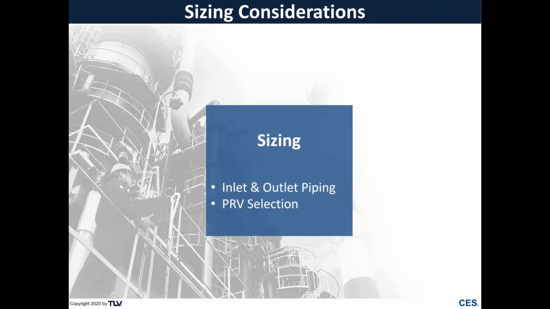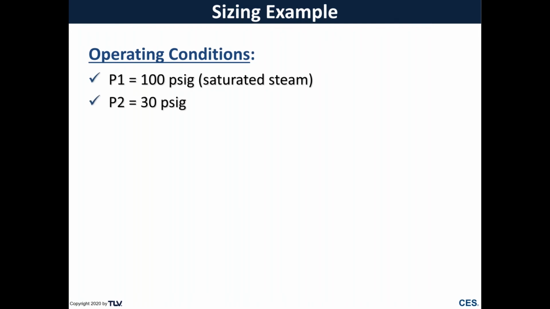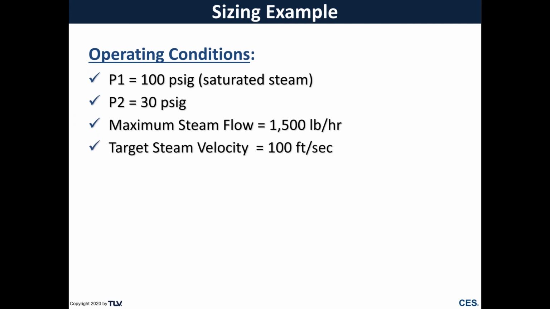When it comes to sizing a pressure reducing valve, we not only have to determine the proper valve size, but the primary and secondary pressure piping of the valve as well. So let's start with a set of given operating conditions, which are primary pressure of 100 psi saturated steam, a desired secondary pressure of 30 psig, a maximum steam flow of 1,500 pounds an hour, and a target steam velocity in the piping of 100 feet per second.